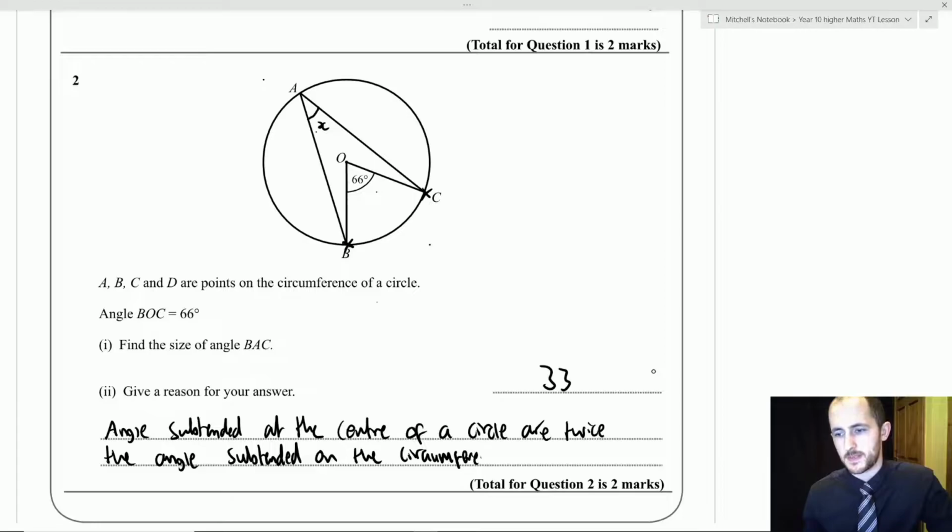I promise you I haven't misspelt circumference. That just looks like an A. It's meant to be C-I-R-C-U. So yeah, that's the only time you have to write the full rule, is if it literally says give a reason for your answer.